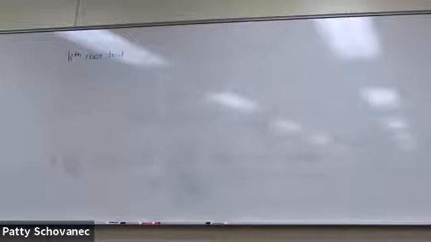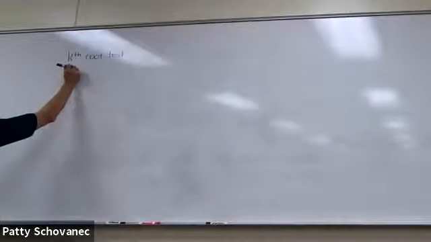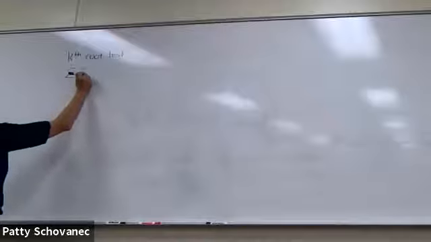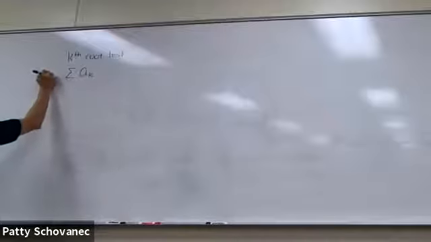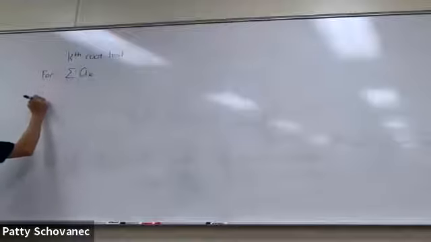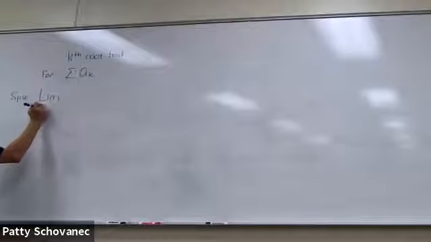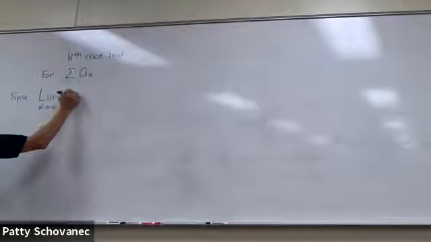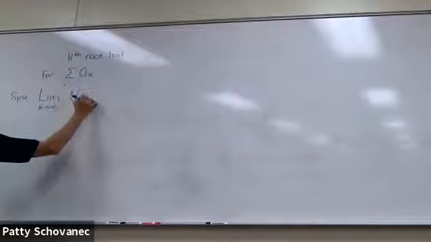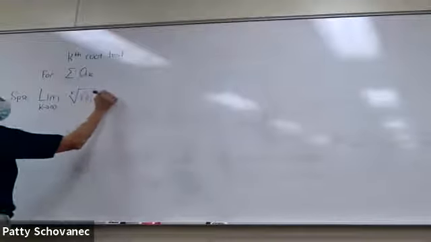If your limit is smaller than 1, then your series converges. If your limit is bigger than 1, your series diverges. If your limit is equal to 1, this test is inconclusive. So again, we're dealing with a positive term series. We take the limit as k goes to infinity of the kth root of a_k. So remember, a kth root is a 1 over k power.